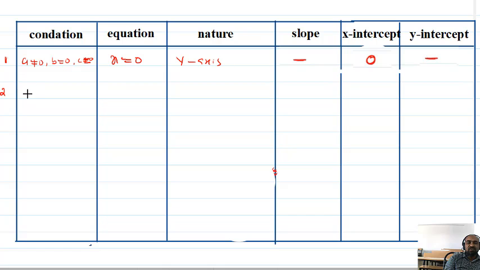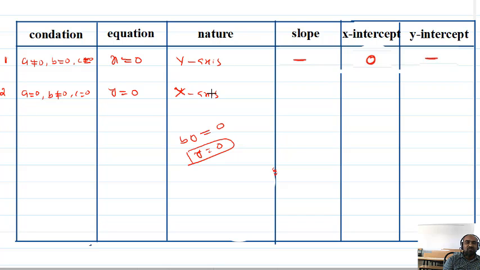Second case. A equal to 0, B not equal to 0, C equal to 0. What happened to the line ax plus by plus c equal to 0? By equal to 0 only. So, y equal to 0, because b is never 0. Y equal to 0 is again the equation of a straight line, which is called the x-axis.